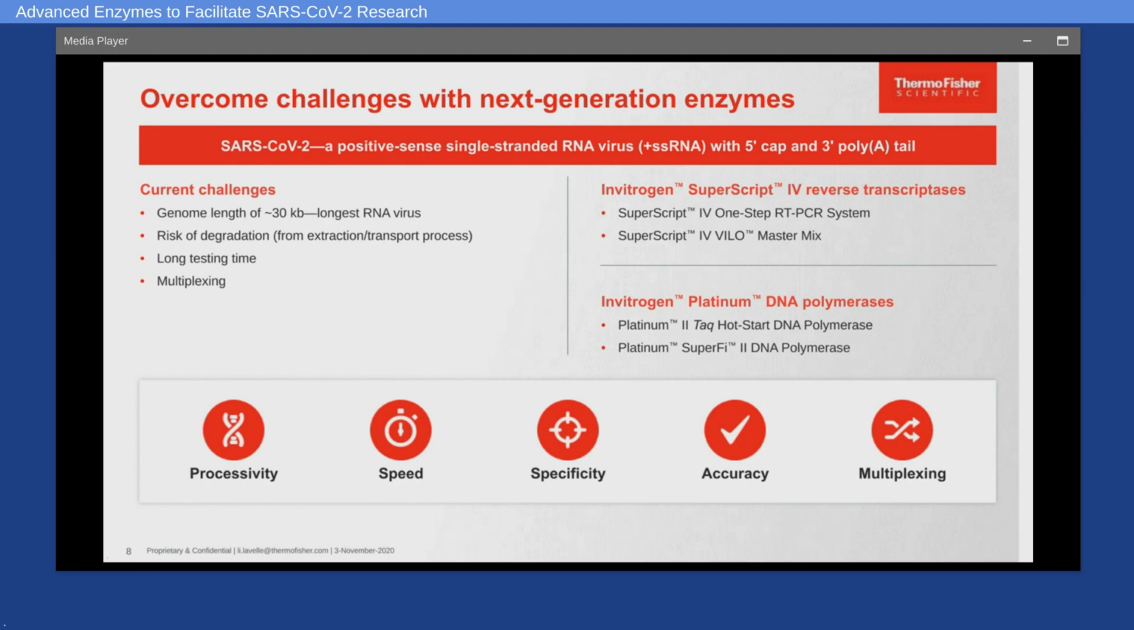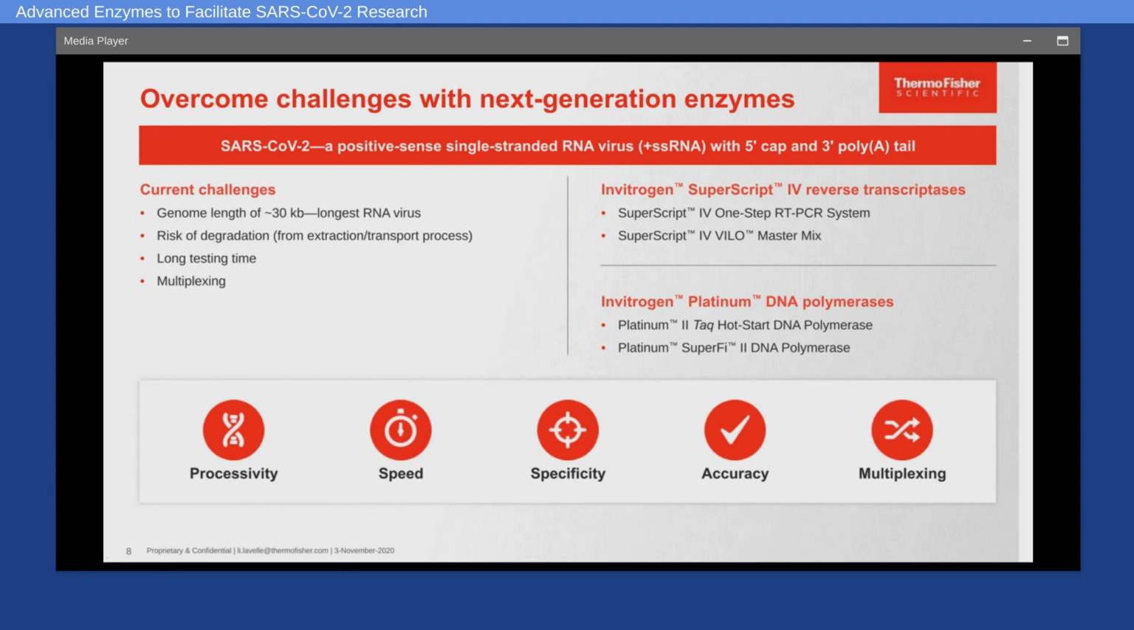A number of features should be taken into consideration when you select enzyme reagents to study the SARS-CoV-2 virus. The preferable features of the enzyme include high processivity, fast speed, better specificity, accuracy, and ability to multiplex. Here, I just want to point out processivity is defined as the number of nucleotides incorporated during a binding event. For example, the wild-type MLV reverse transcriptase can incorporate 50 nucleotides in one binding event.